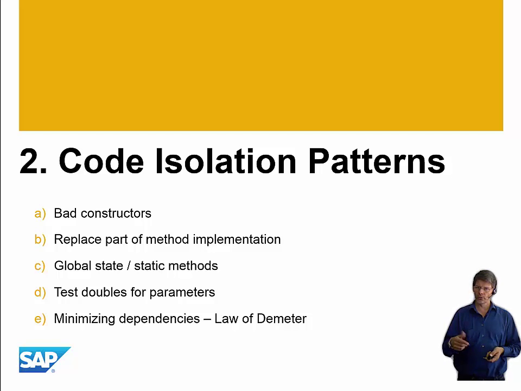Then what do you do when you have to replace a part of a method? What do you do with global state? How do you deal with tests for parameters, if you have to supply parameters in a test that are hard to create? And then finally, we're looking at the law of Demeter: when you write new code, what to think about as far as dependencies, what is the goal and what you need to look for.